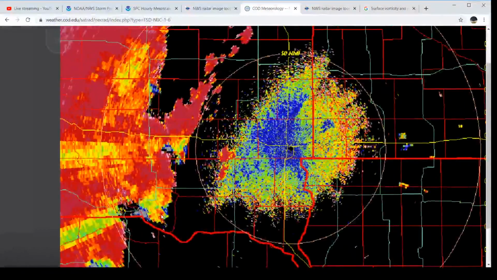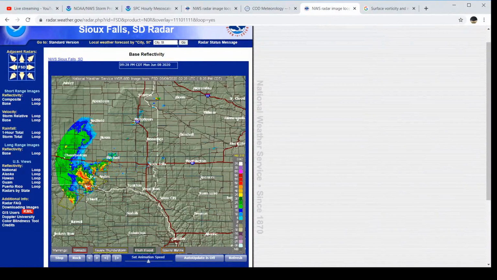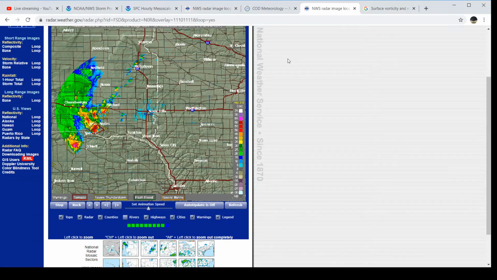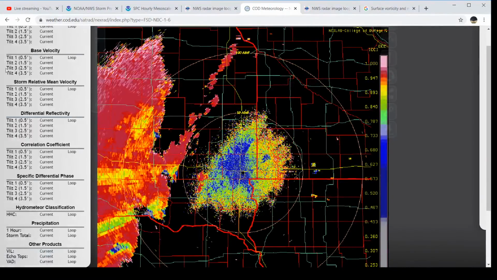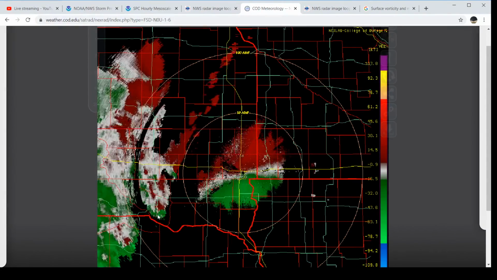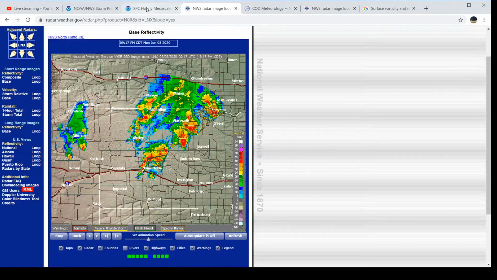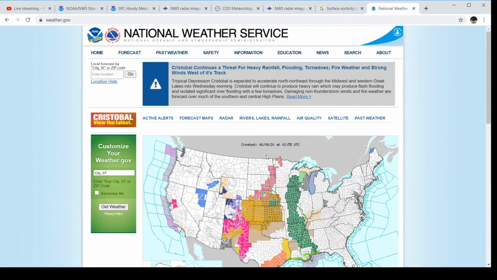Oh, there's some blue. Oh, man. Oh, let's refresh this. Oh, man. That looks really nice. Do I dare say tornado? I don't know. But man, that velocity looks really good. Okay. So, we definitely got a situation on our hands. That is a given fact right now.